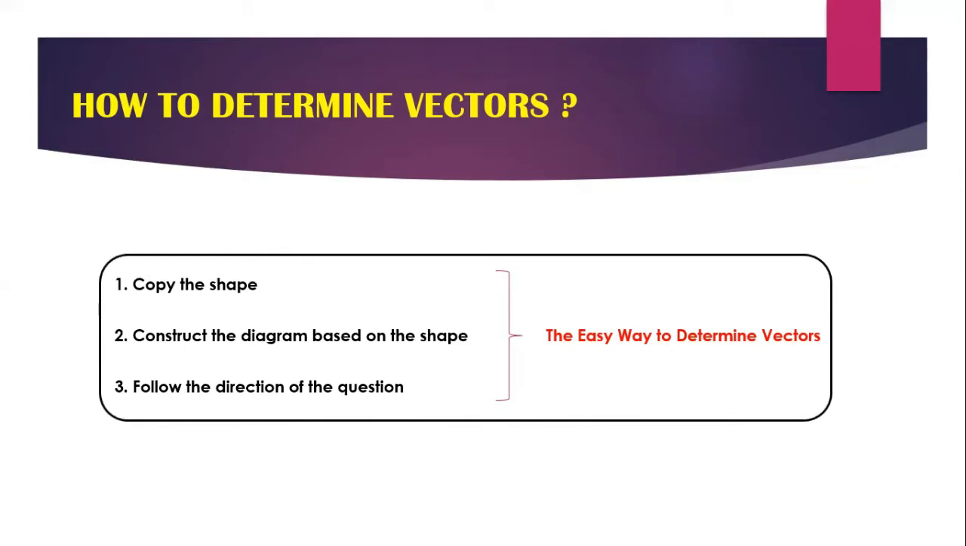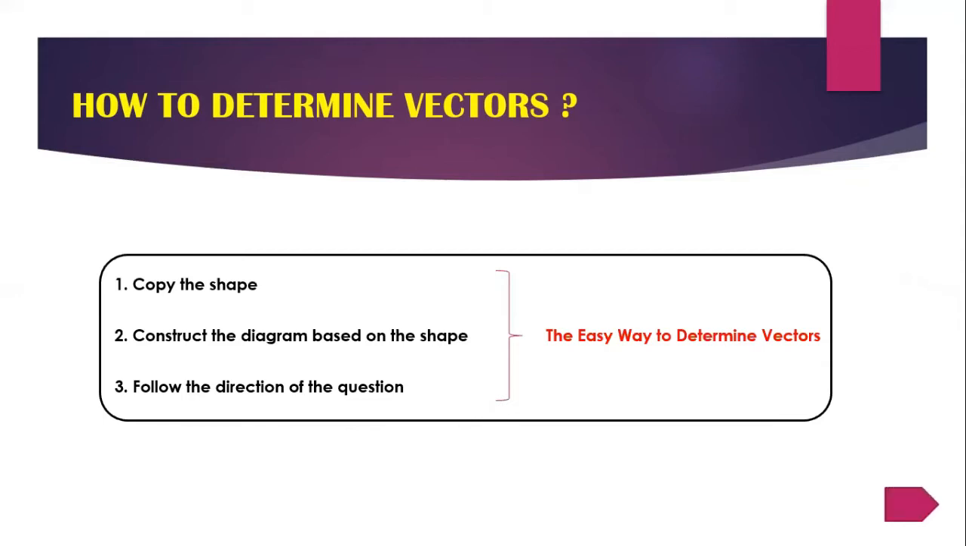How to determine factors? There are 3 steps or 3 tricks. 1. Copy the shape. 2. Construct the diagram based on the shape. And 3. Follow the direction of the question. Once again, the easy way to determine factors: copy the shape, construct the diagram based on the shape, and follow the direction of the questions. Very easy, right? Okay students, directly we go to the questions and please do some practice.